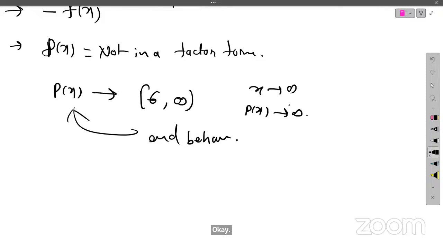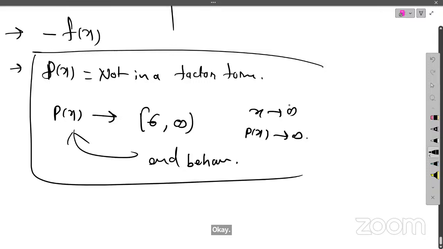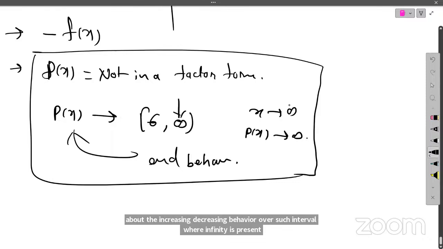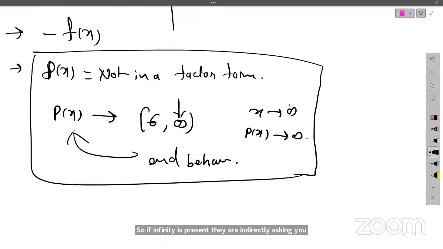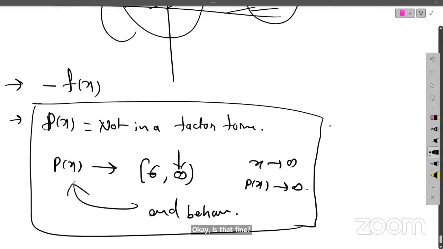Okay. So this thing you can remember: if the expression is not given to you and someone asks you about the increasing or decreasing behavior over an interval where infinity is present, they are indirectly asking you the end behavior of your polynomial. Okay, is that fine? From only infinity, how do we judge the end behavior?